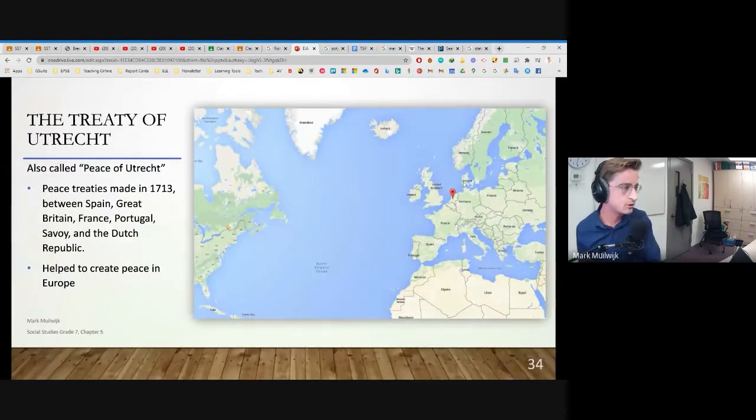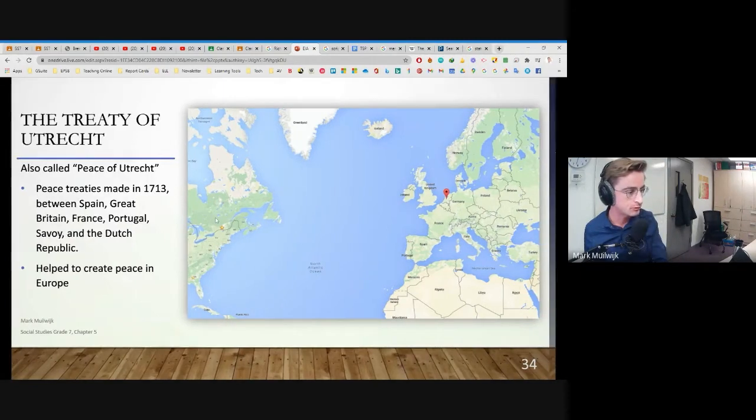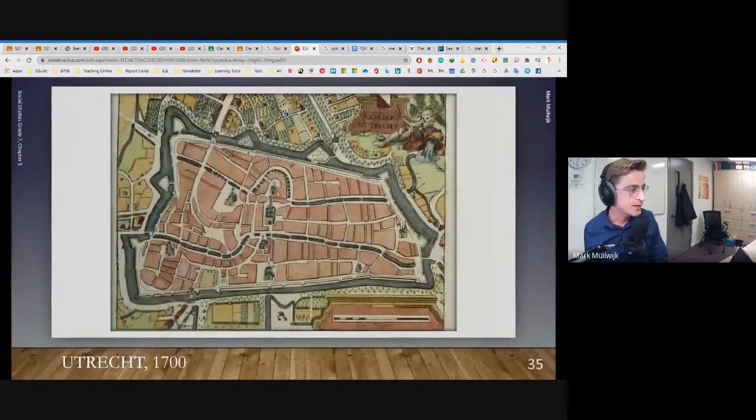The peace treaty is called the Treaty of Utrecht, or Utrecht, if you want to really say it in Dutch. It was signed in 1713. And that's because all Europe was fighting. Spain was fighting with France, was fighting with England, was fighting with the Dutch. And it was a big war, and they really needed to settle it. And they were signed in Utrecht. Where is Utrecht? Utrecht is here.